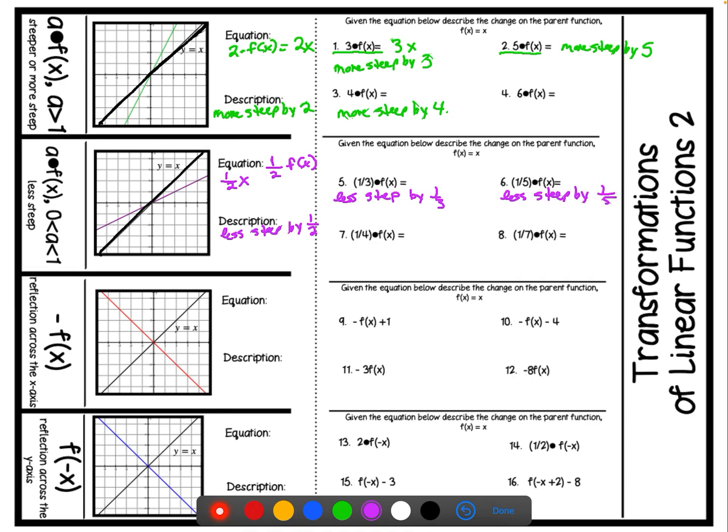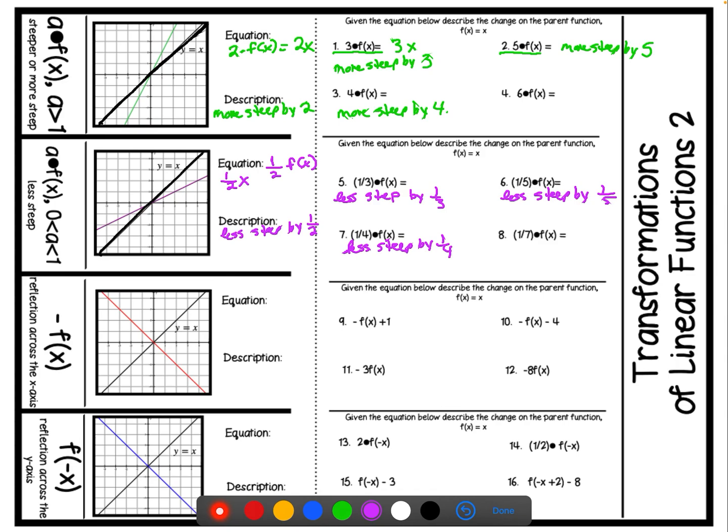And number 7 is less steep. Well, this is also called compression. So if you start hearing compression, less steep, it means the same thing. And I'm going to have you do number 8.